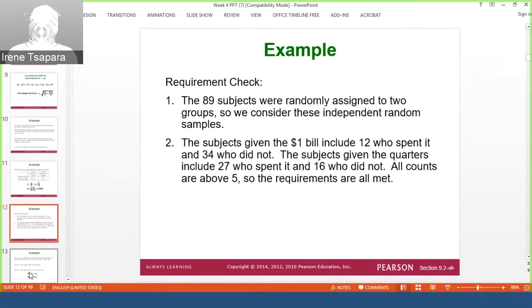First of all, they are randomly selected and they are randomly assigned to the two independent samples. I have 12 in the first group that were successes, so it's higher than 5. You remember the second requirement is that they're higher than 5. And 34 who did not, so this number is also higher than 5. The subjects given the quarters are 27 and 16. So all the numbers are higher than 5.